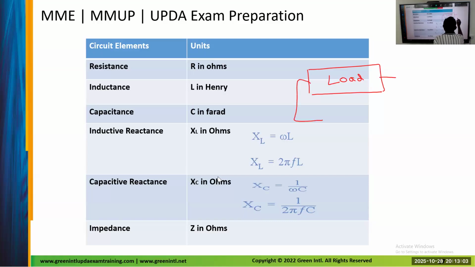So if I put it like this, here it is called Z. Z is a combination of resistance, inductance, capacitance. So, how to understand easily?